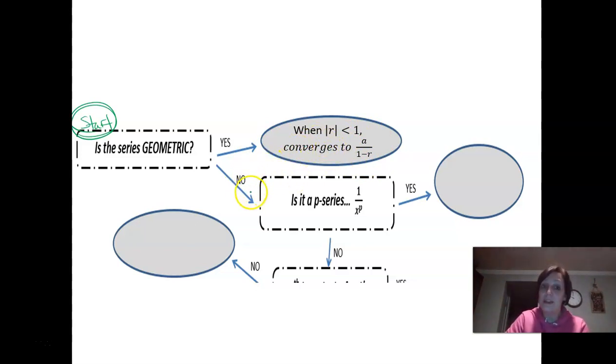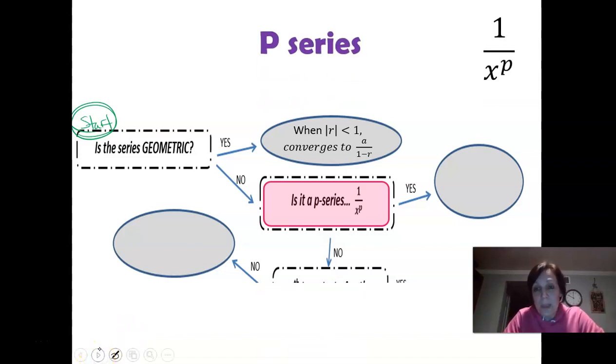If you do not get a geometric, the next place we go is right here. The question is, is it a p-series? A p-series is any series very generically in this form: 1 over x to the p. Now, it doesn't have to be an x. If a series is 1 over n to the 5th, that's a p-series. The variable could be anything. But if it's as simple as that, like 1 over a power of your variable, it's considered a p-series.